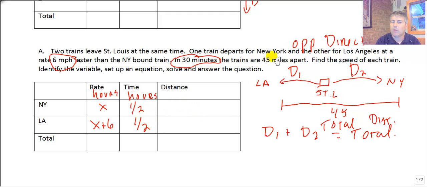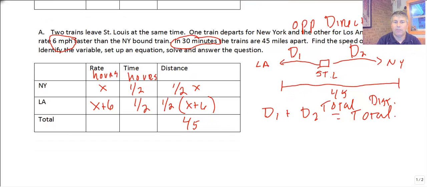And the distance, well, we're not going to use 45 miles. That's the total distance apart. The distance is rate times time. So the distance of the New York train is 1/2 x. The distance of the LA train is 1/2 times x plus 6. Right? We multiply across our chart. Now we're going to add down.